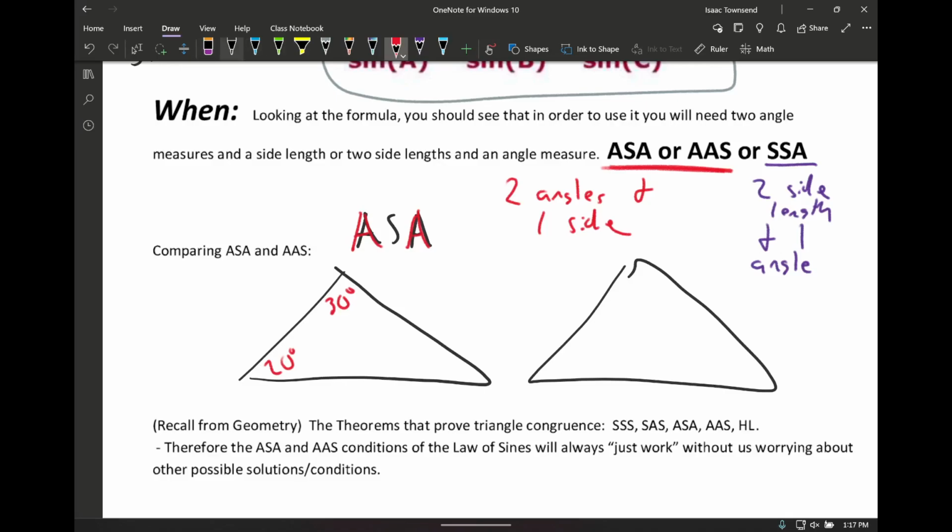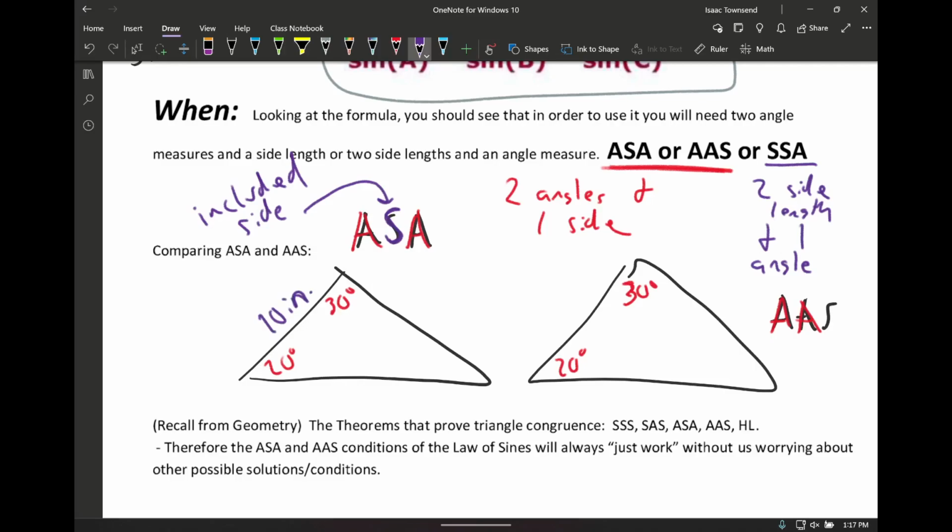Whereas angle angle side also needs two angles, so maybe 20 and 30. But the difference between these is the placement of the S. Here, the S is trapped between the two A's. We call this an included angle or an included side. You need to know that term, so I would write it on your paper. And so the side that you know the length of is trapped between the two angles you know.